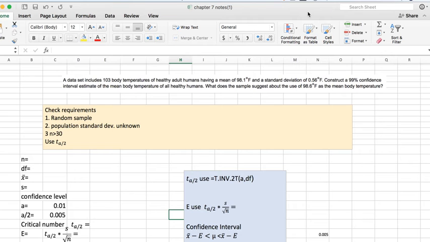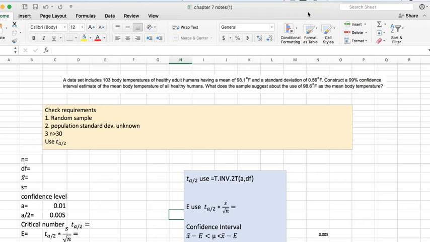Okay, so we're going to go through an example to estimate the population mean of body temperatures. Here there's a data set with 103 body temperatures of healthy adults having a mean of 98.1 degrees Fahrenheit and a standard deviation of 0.56 degrees. We're to construct a 99% confidence interval to estimate the mean body temperature of all healthy humans and see what that suggests about the fact that we all know that the average body temperature is 98.6. Is that going to support that generally held belief?